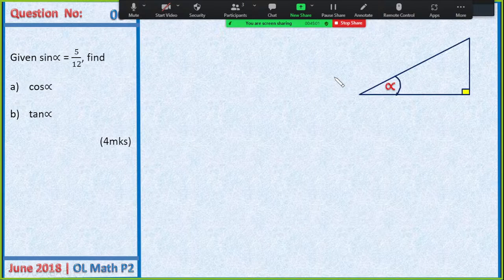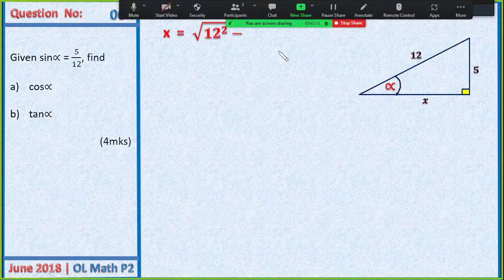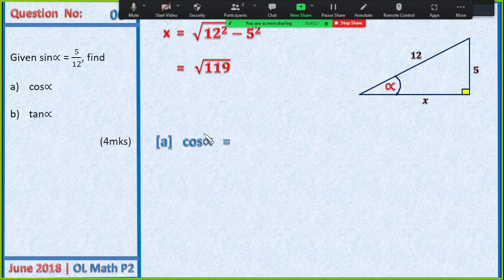So this is my alpha. Opposite is 5. Hypotenuse is 12. So this other side will be x. From here, using Pythagoras theorem, x will be equal to the longest side squared minus the square of the other short side. So that will give us the square root of 119. From here, you can find cos alpha.